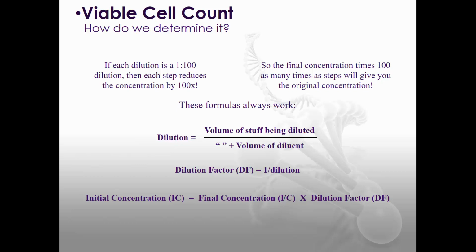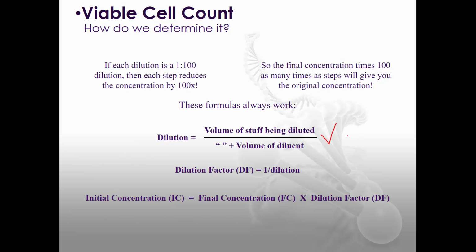A dilution is the volume of the stuff being diluted over that plus the volume of the diluent, the stuff that you were adding. That's what we just covered. But you need to be able to convert that to something called a dilution factor. That's going to allow you to use that in calculations to figure out serial dilutions. And so a dilution factor is just this flipped upside down. So a dilution factor is 1 over a dilution. So if your dilution is 1 over 100, or 1 to 100, then your dilution factor is 100.